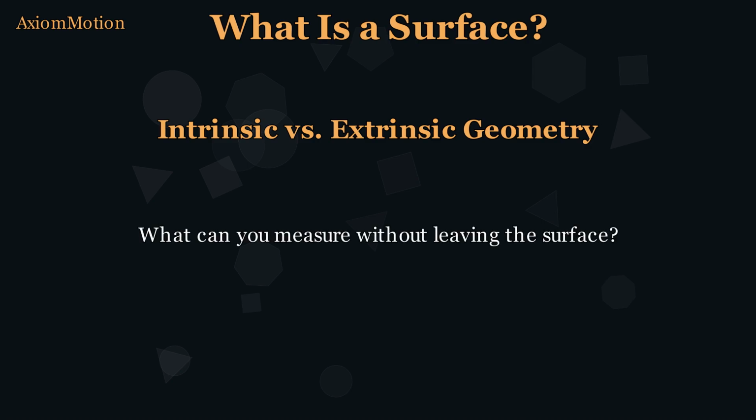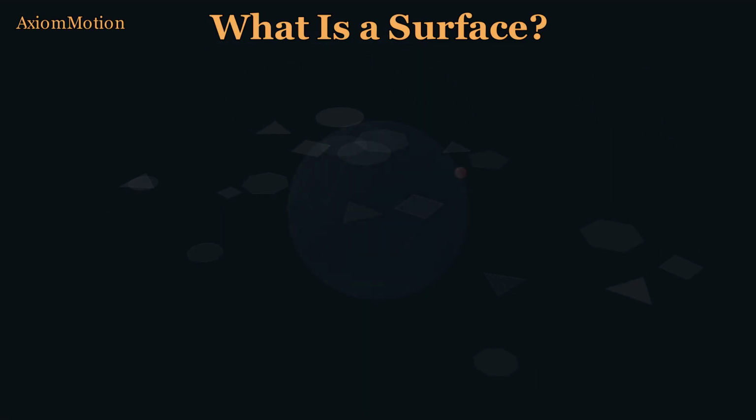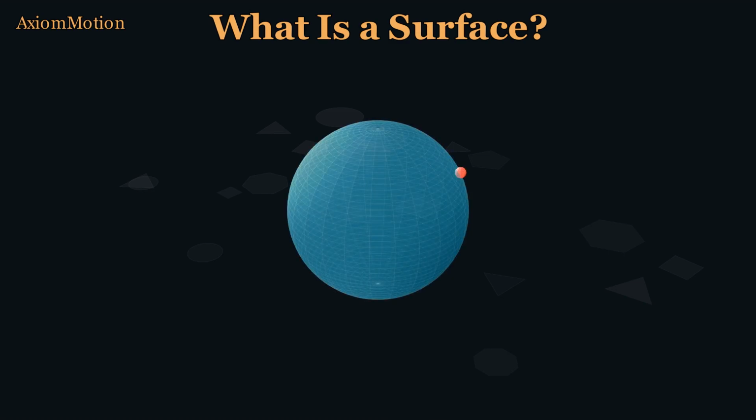So here is the question. What geometry can you discover using only measurements made on the surface itself? Distances along the surface, angles between curves, areas of regions. This is intrinsic geometry. It is the geometry an inhabitant of the surface can detect without ever leaving it. And everything intrinsic is encoded in a single object called the first fundamental form.